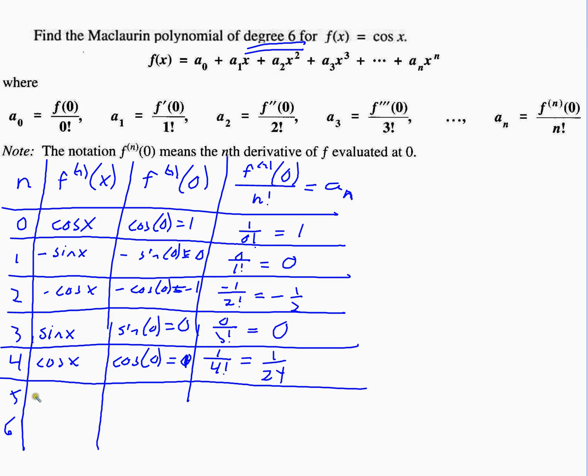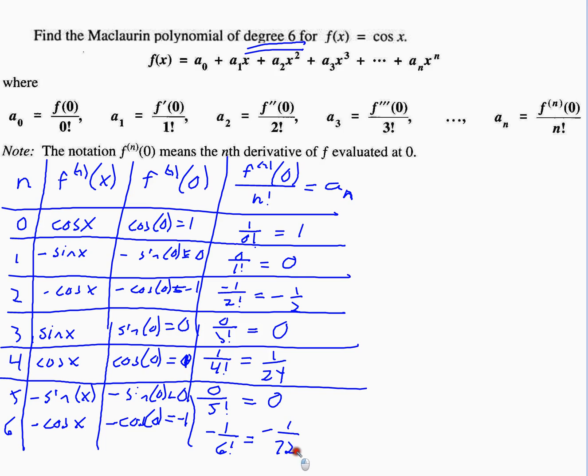Derivative of cosine is negative sine. So negative sine of 0 is still just 0. And we get 0 over 5 factorial, which is just 0. And then derivative of negative sine is negative cosine. And negative cosine of 0 is negative 1, which gives us negative 1 over 6 factorial, which is negative 1 over 720. And so we have up to degree 6, and so now we can write our Maclaurin polynomial.